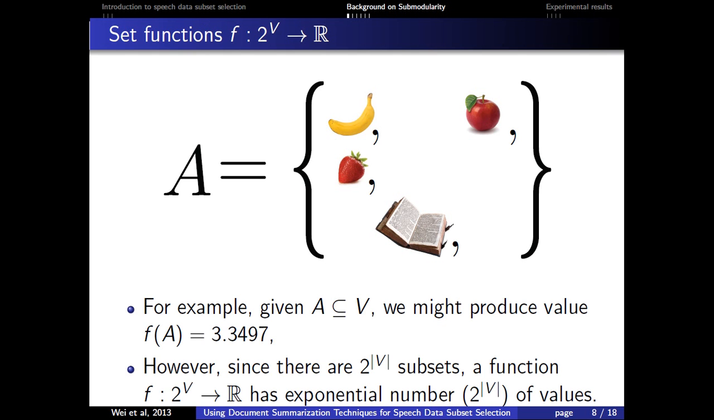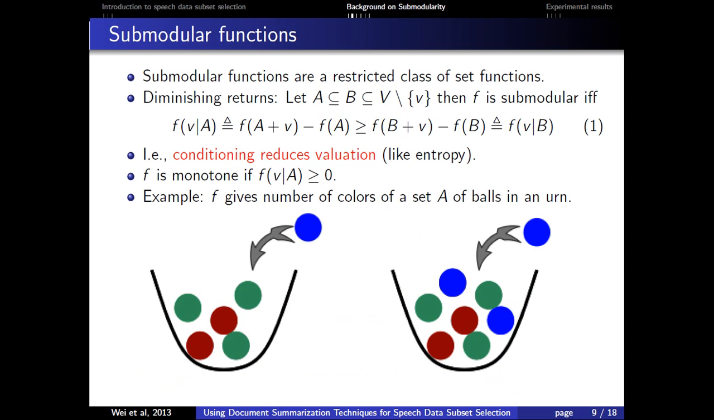Then we assign a value to this subset A. However, notice that there might be potentially 2 to the size of V distinct subsets in total, and the number of distinct subsets grows exponentially with the size of the entire set. Therefore, if you want to optimize a general set function, you may potentially need to enumerate all of the possible subsets, and that is clearly intractable because it's exponential complexity. However, as we will see, with submodularity we can make the discrete optimization problem tractable.